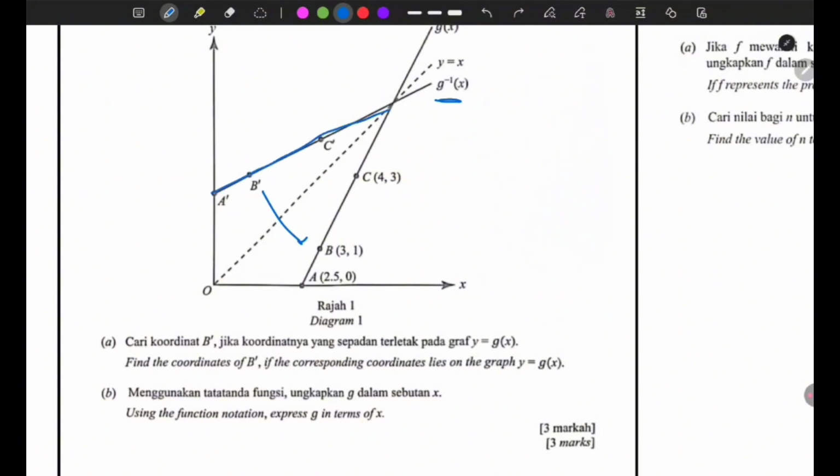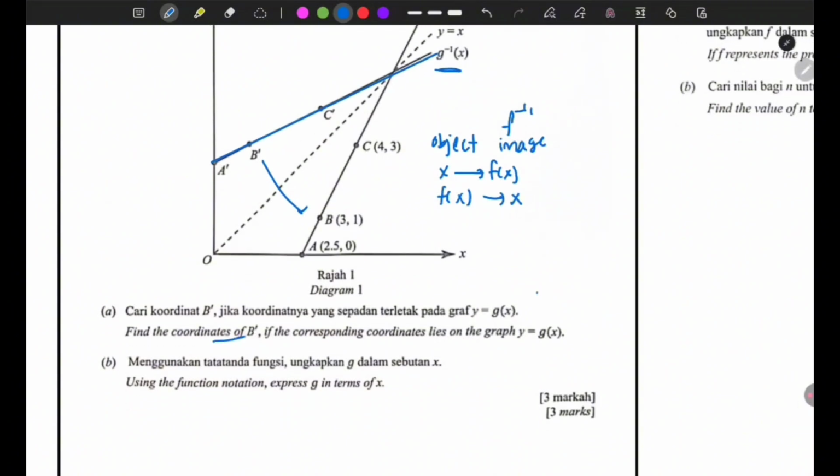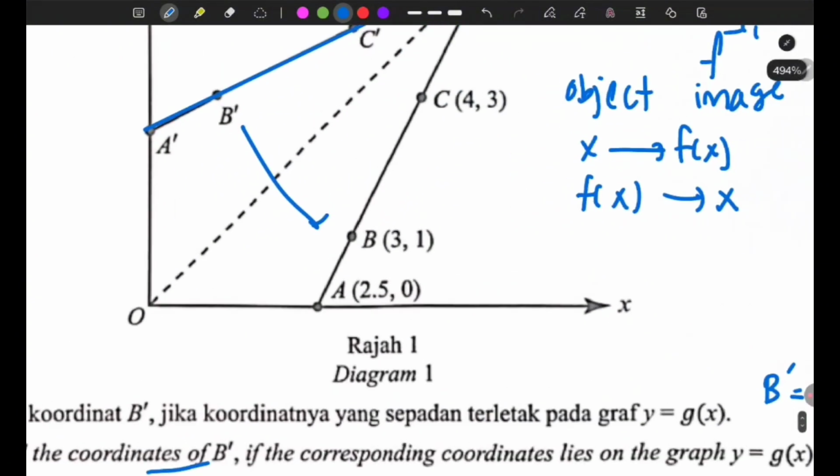So inverse function, I did tell you, everything terbalik, isn't it? Your x will become your f(x). Your f(x) will become your x. It's terbalik for inverse. Which means your object will be like an image. Your image will be like an object. So they ask the coordinate, right? The coordinate also has to be terbalik, because everything is terbalik, inverse. That means your coordinate also terbalik. If here is (3, 1), then here should be (1, 3).